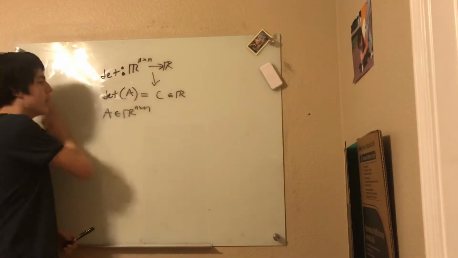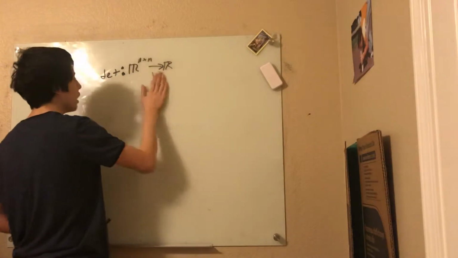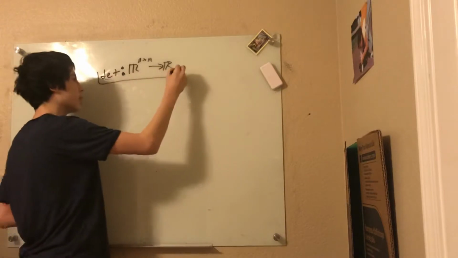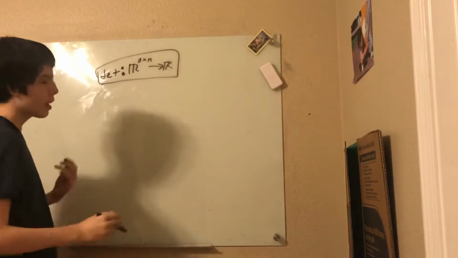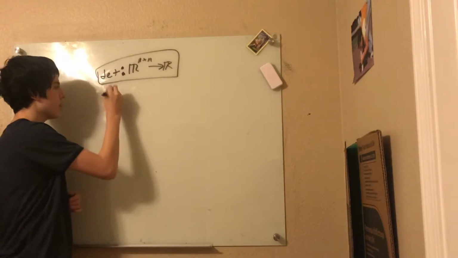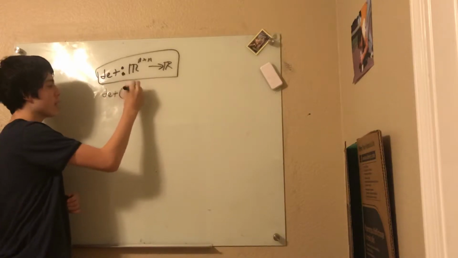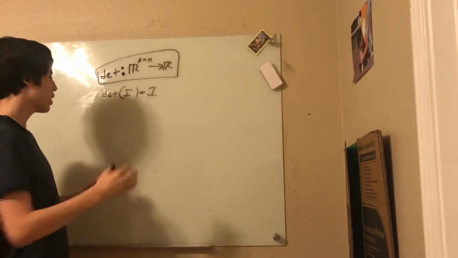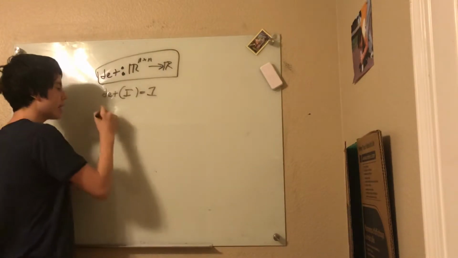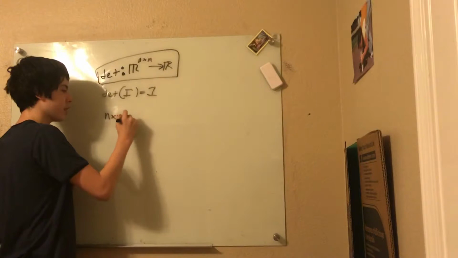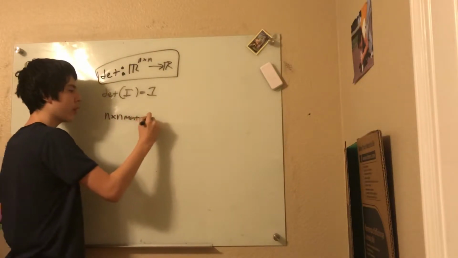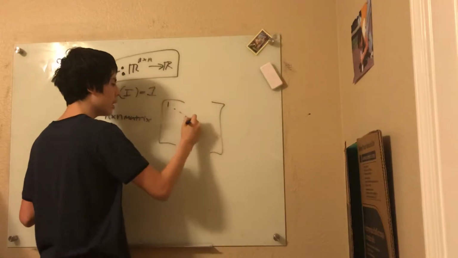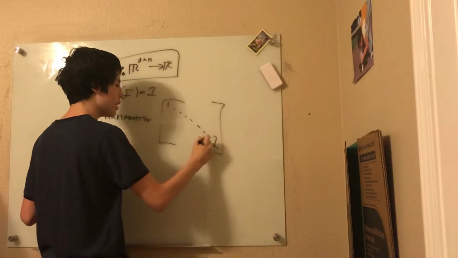So what are the properties of this function? Let's find the properties. First of all, we have the property that the determinant of I is equal to 1. What is I? It's the identity matrix. What is the identity matrix? It's the n by n matrix where the diagonal is 1 and every other entry is 0.